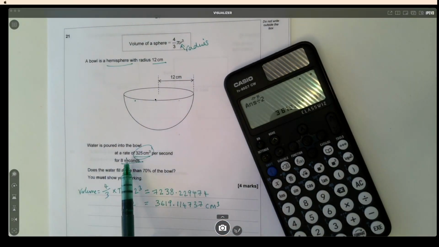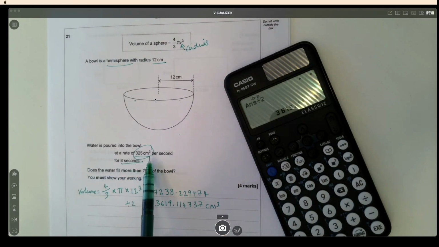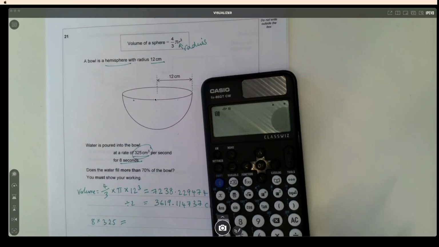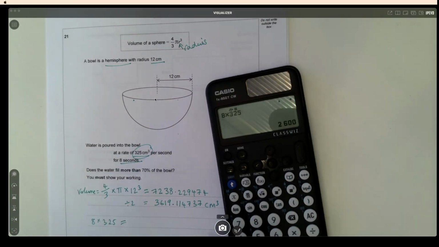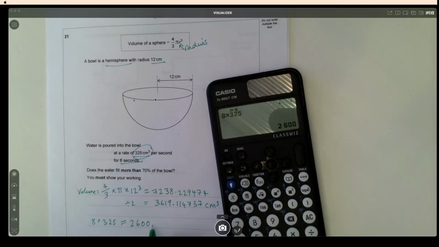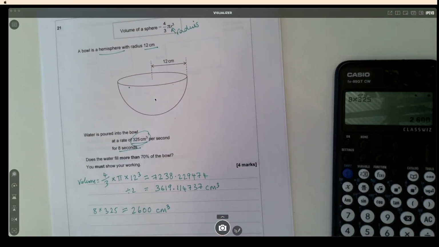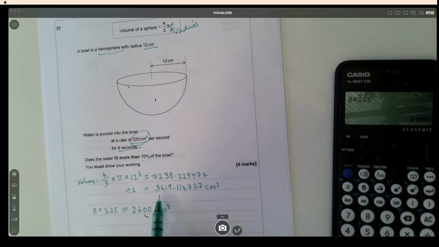It says water's poured into the bowl at a rate of 325 centimetres cubed per second for 8 seconds. So let's see how much would get filled in 8 seconds. 8 times 325 tells us that after 8 seconds we'd have 2,600 centimetres cubed filled in that bowl. It wants to know if more than 70% of the bowl is filled. So we need to figure out if this value is more than 70% of the total volume of the bowl.